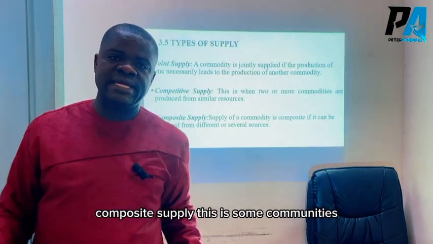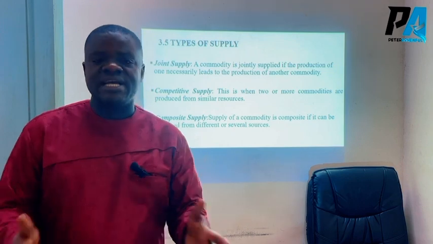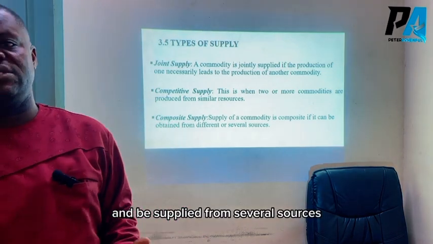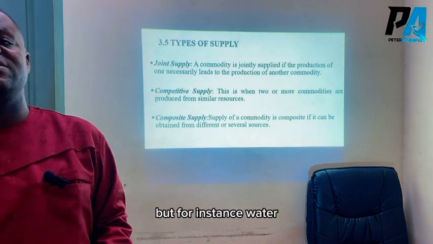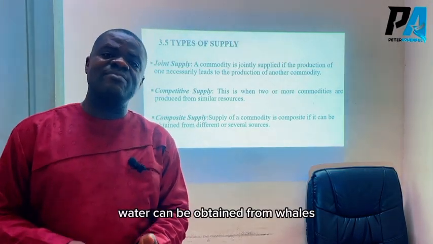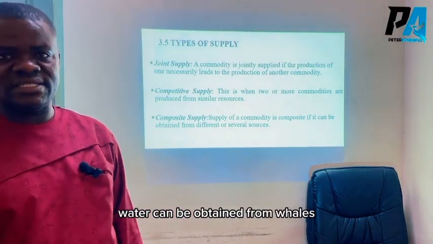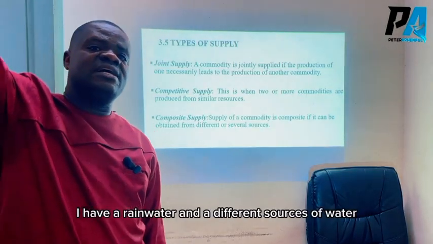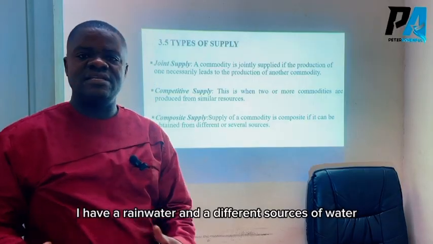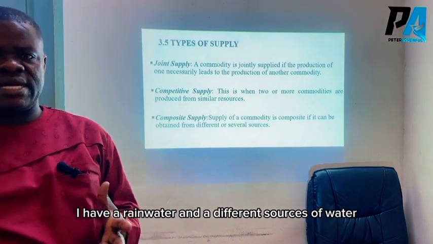All right. And then finally, we have composite supply. You see, some commodities can be supplied from several sources. Like for instance, when it comes to water, water can be obtained from wells. Water can be obtained from rivers. You can have rainwater and then different sources of water.